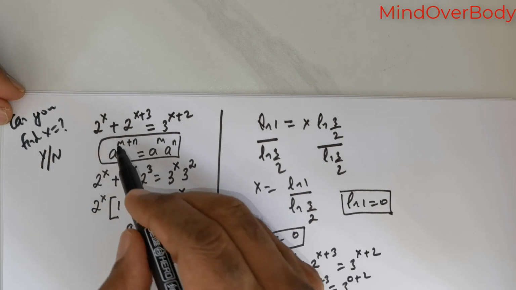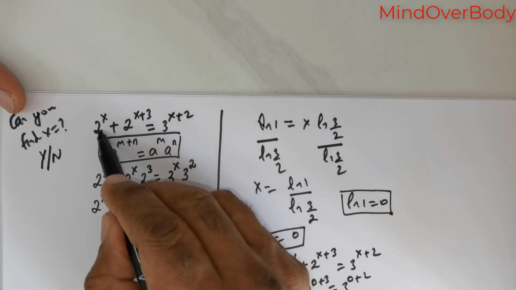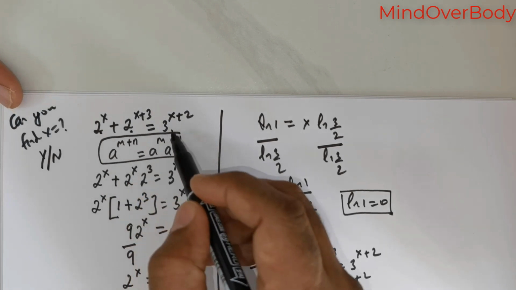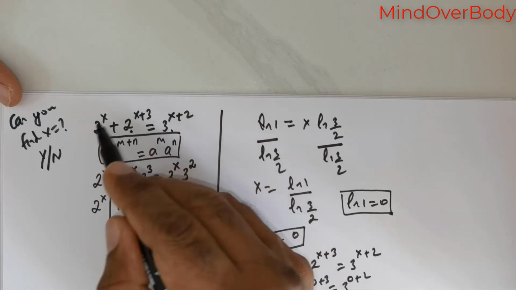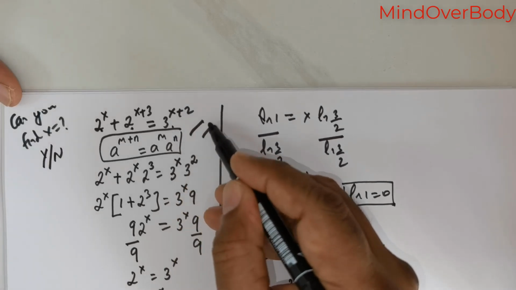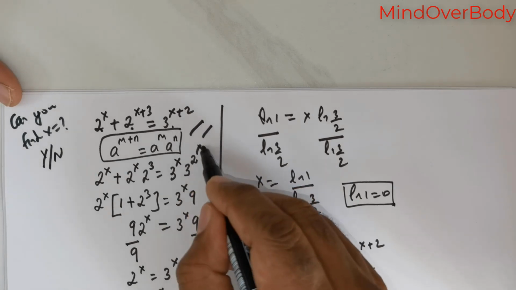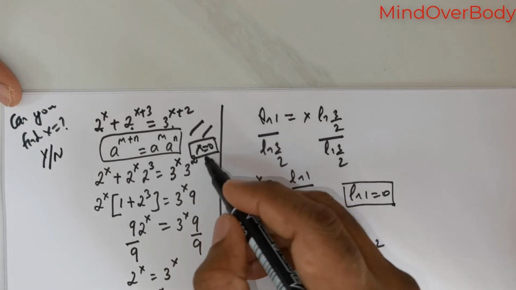If this is taken graphically, clearly you will see that this is an increasing function, this is an increasing function, this is an increasing function. So on the left you have a sum of 2 increasing functions, on the right you got an increasing function. So for these functions to meet, it is only possible that they can meet at x is equal to 0. So that is the point of intersection.